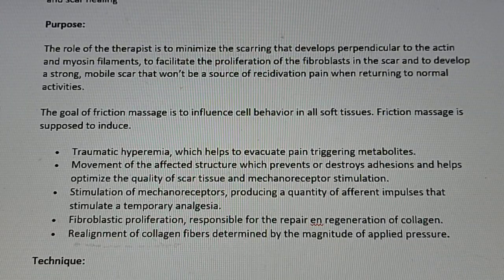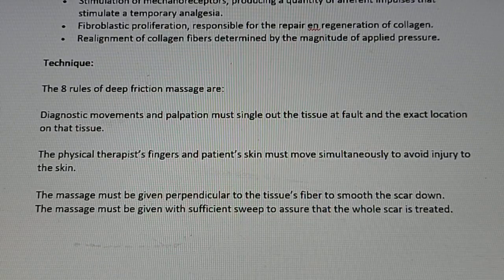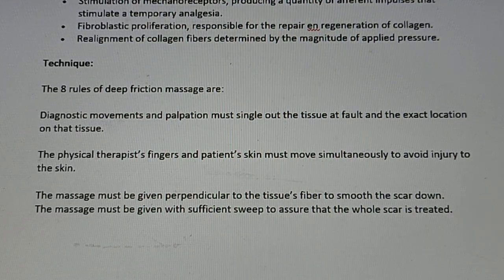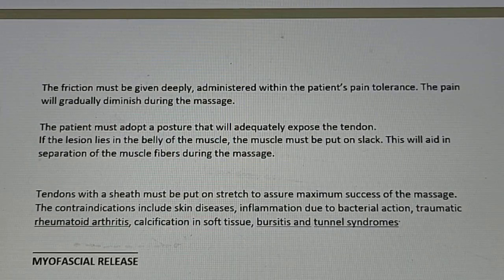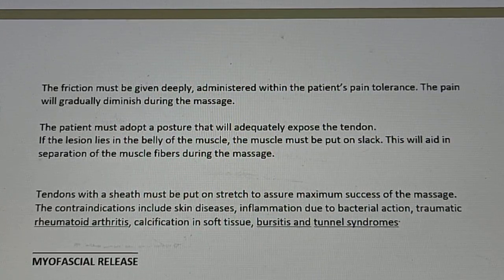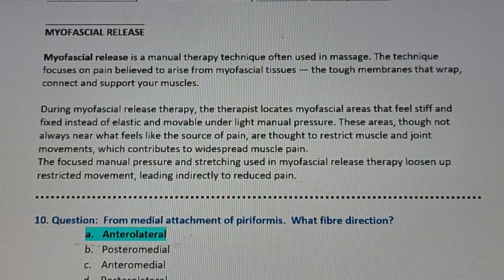Additional information for friction. Just read on this. The techniques for friction, just read on this. Other information for friction, just read on this. We have here the myofascial release, so just read on this. The information is all here.